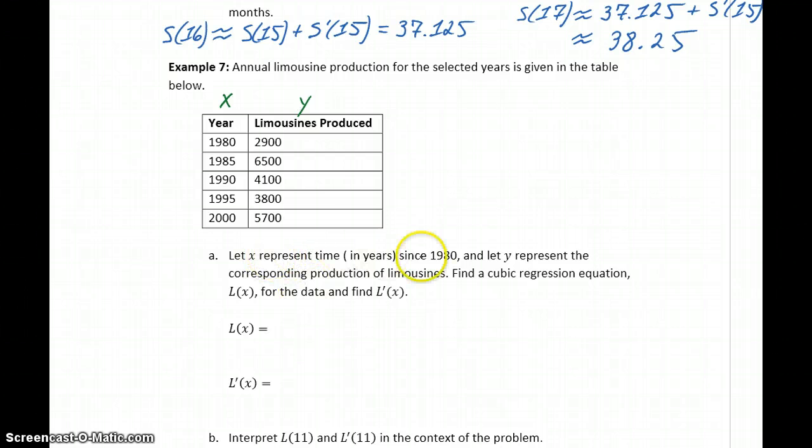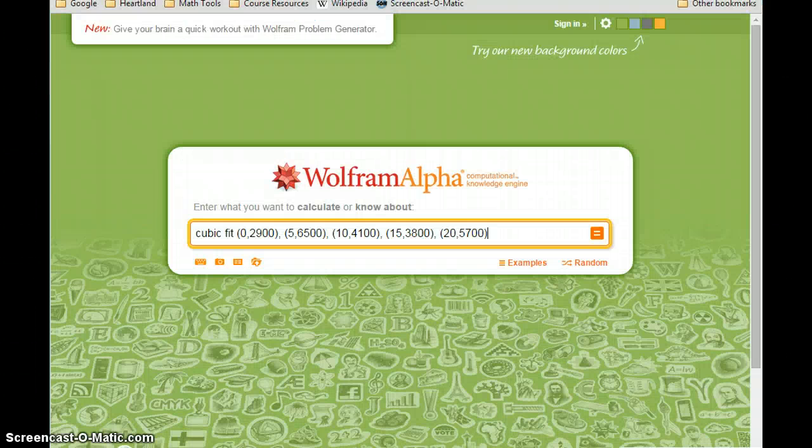The one catch though is that x represents time in years since 1980, so we need to update these values. So in 1980, it was exactly 0 years since 1980. 1985 is 5 years later. 1990 is 10 years later. 1995 is 15 years later, and the year 2000 was 20 years after 1980. So what we want to do is type each of these into Wolfram Alpha as xy pairs. Just to save time, I've already done that. So I've got 0, 2900, 5, 6500, and so on.